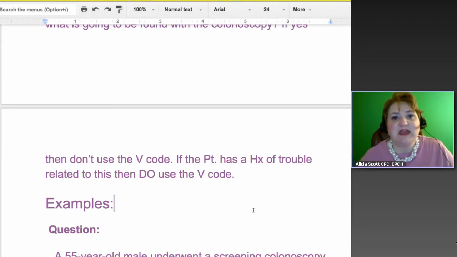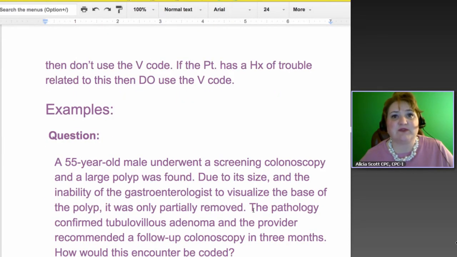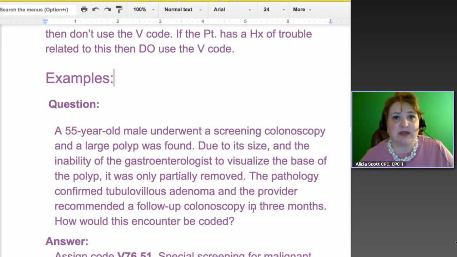Here are some examples, and these examples were fantastic and came from the AHA. A 55-year-old male underwent a screening colonoscopy, and a large polyp was found. Due to its size and the inability of the gastroenterologist to visualize the base of the polyp, it was only partially removed. The pathology confirmed that this was an adenoma, and the provider recommended a follow-up colonoscopy in 3 months.